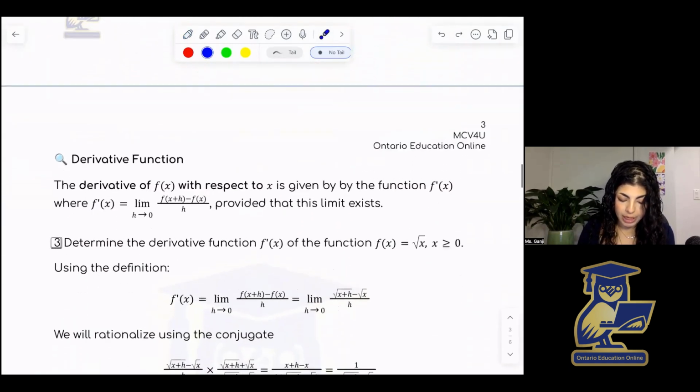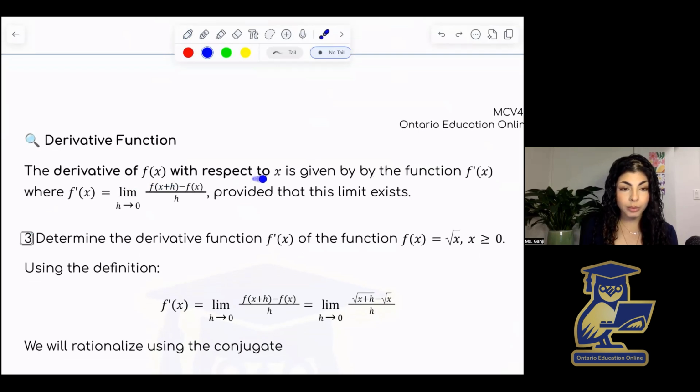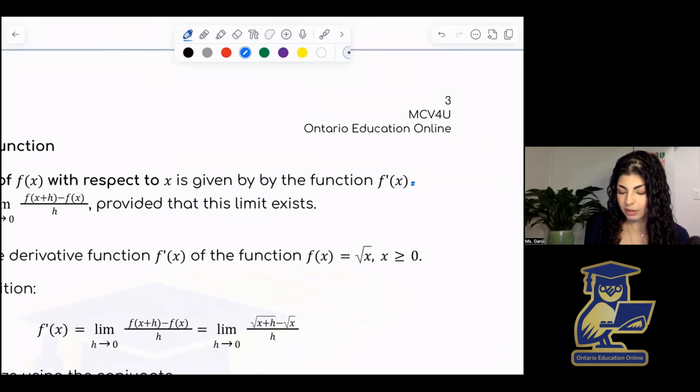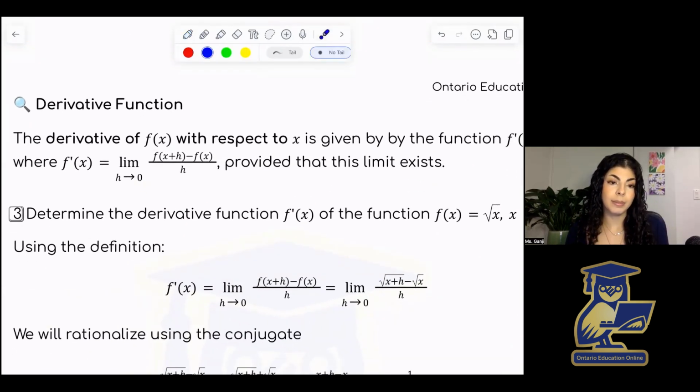Now, the derivative function is, like I said, we're just generalizing. Instead of finding the derivative at a specific point, we want to have a function such that if I ask you to find the derivative at any given point, you just have to evaluate the output of that function for the given input. And so the derivative of f of x with respect to x, because our input is x, is given by the function f prime of x. Remember, this is just the same as dy dx, where f prime of x is given by this limit, provided that the limit exists.